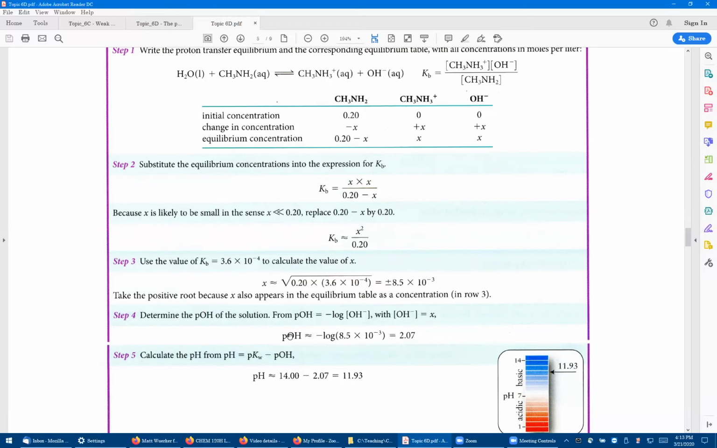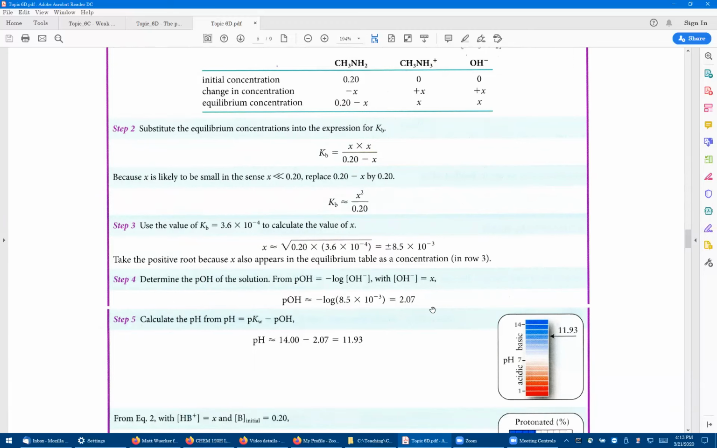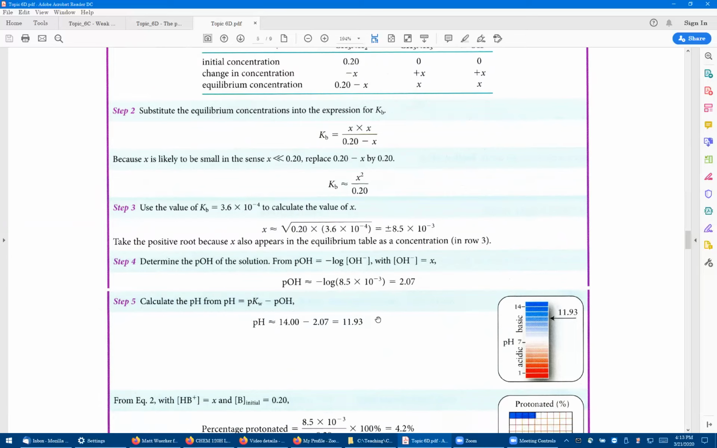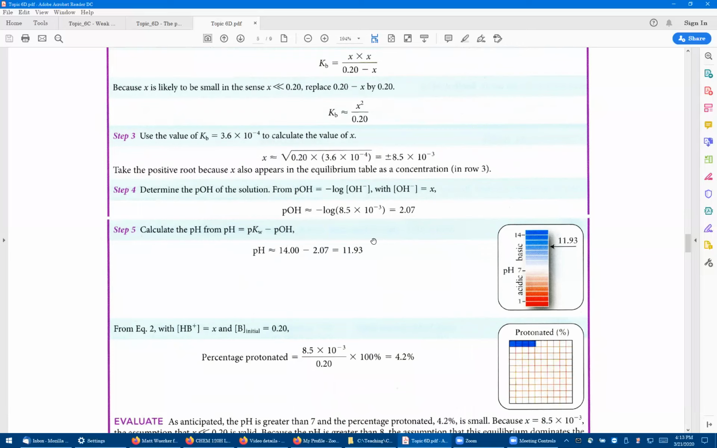Now, that's the pOH, but we know that the sum of the pH and the pOH has to be 14. So in this case, the pH then is just 14 minus 2.07, or 11.93. And so indeed, we see that the pH is well above 7. It's a basic solution as we'd expect. And so in this case, it's up here somewhere on this little graphic.